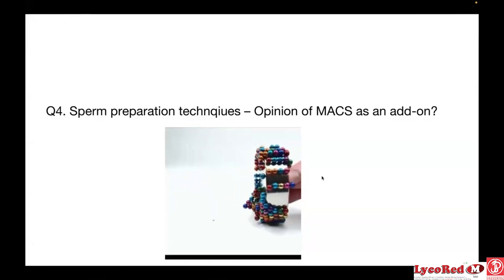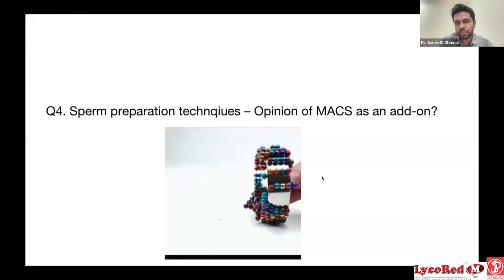Just to extend what Charu said, along with the fragmentation levels, we even got to see that the embryo formation rate, the blastocyst rate, was quite better in MACS. Yes. But the numbers are still too early for us to comment on that, sir.